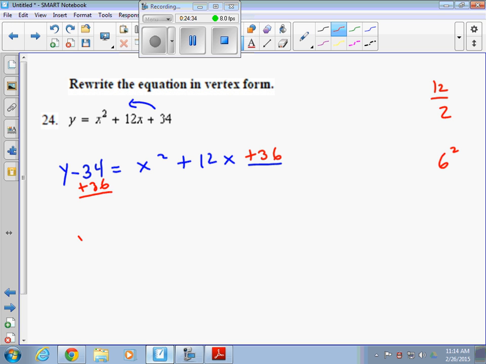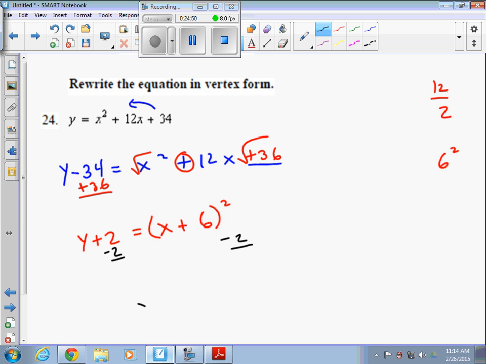So what that gives you is y plus 2 equals, take the square root of this is x, take the square root of this is 6, this goes in the middle plus, that's all squared. Almost vertex form. Subtract 2 on both sides. Y is equal to x plus 6 squared minus 2, vertex form.